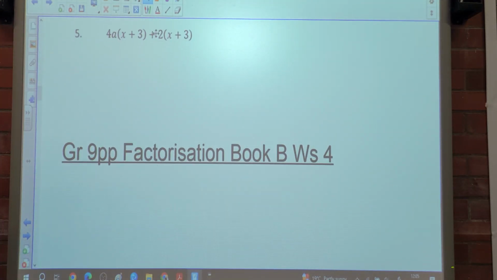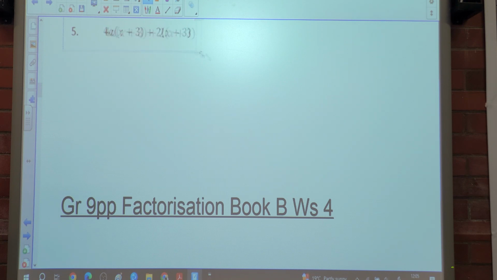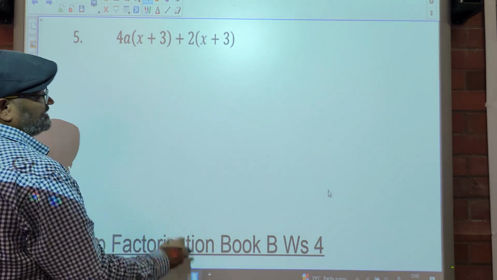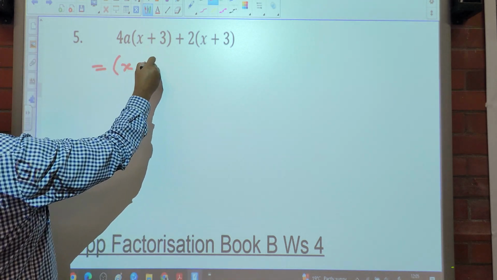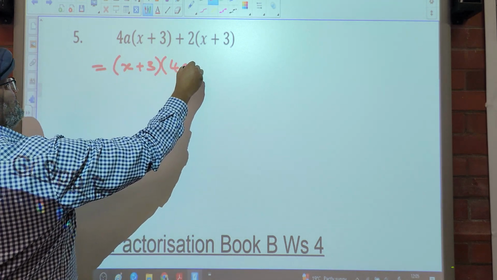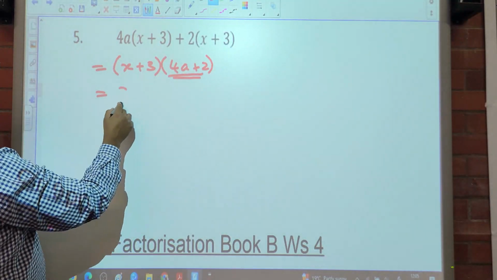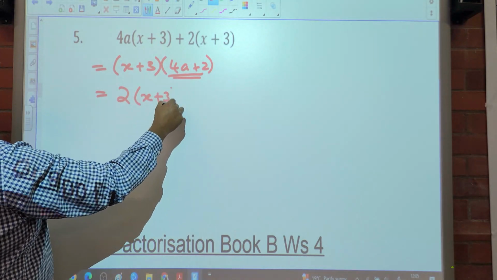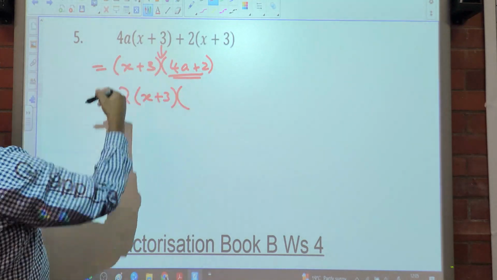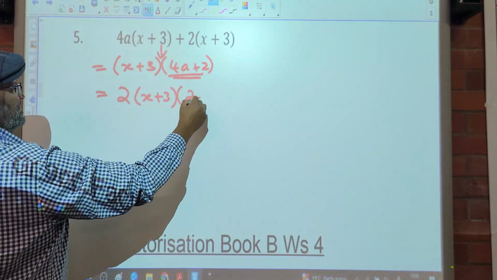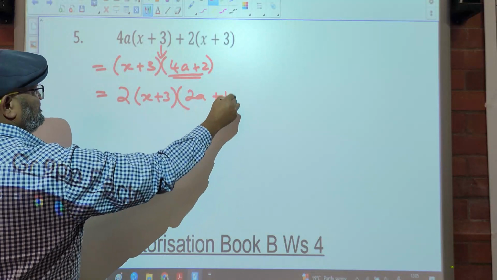The next one, we've got 4a into x plus 3 and 2 into x plus 3. So what is common here? x plus 3. What are we left with? 4a plus. What do we notice in that second bracket? 2 is common. So it's going to be x plus 3. Never do we put that 2 there. No? We always bring it forward. And what's 4a divided by 2? It's 2a. And 2 divided by 2 is 1.